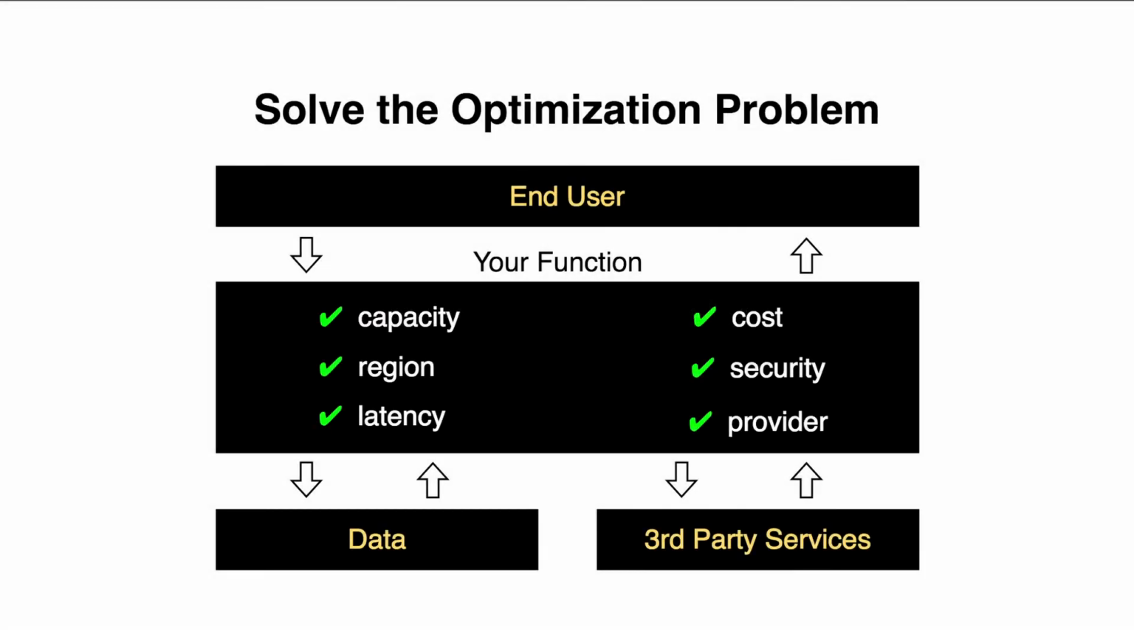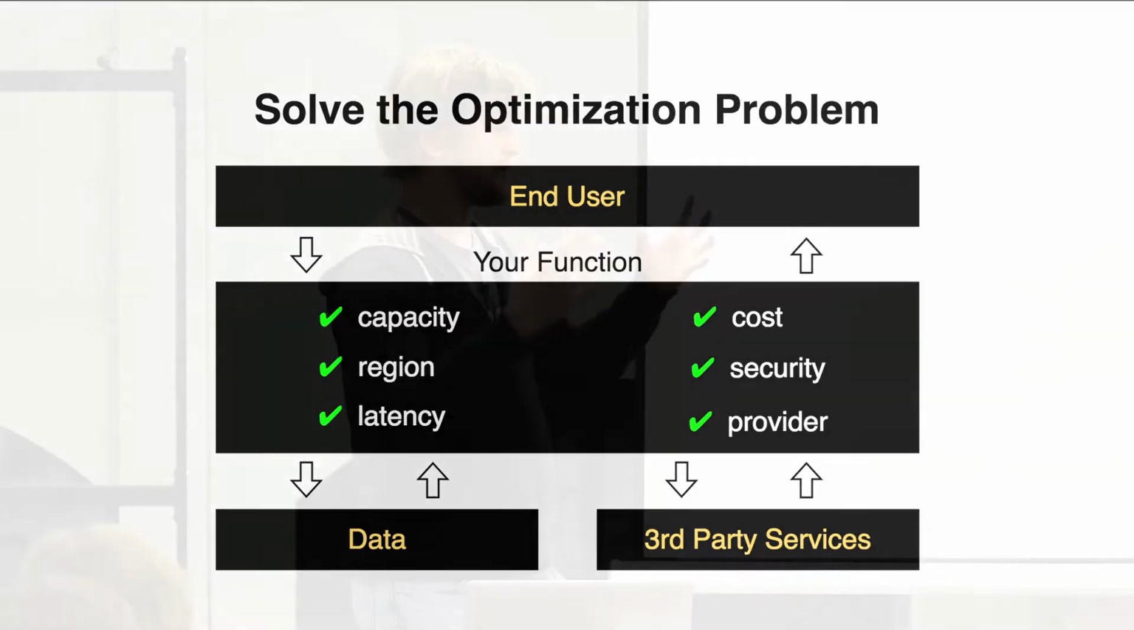But what we can do is look at solving this optimization problem. We can try to make it very easy to inject your functionality, make use of these third-party services, and bring your functions to the correct point of optimization. We can focus on, again, capacity and region, latency, cost, security, provider, all of these things, and find that sweet spot of getting your function at the perfect point between your end user and the things that it needs to operate on. A lot of those third-party services fall under that umbrella.